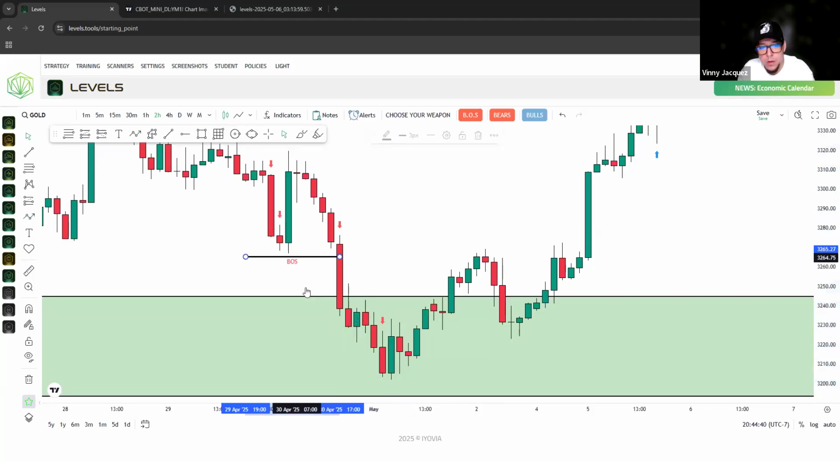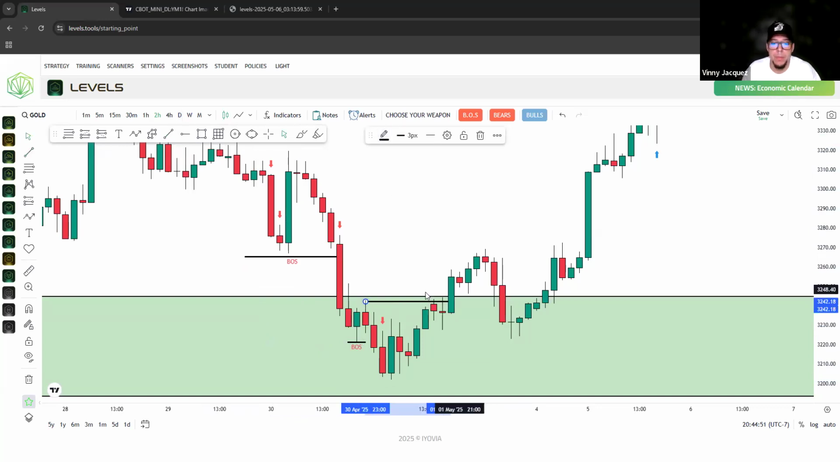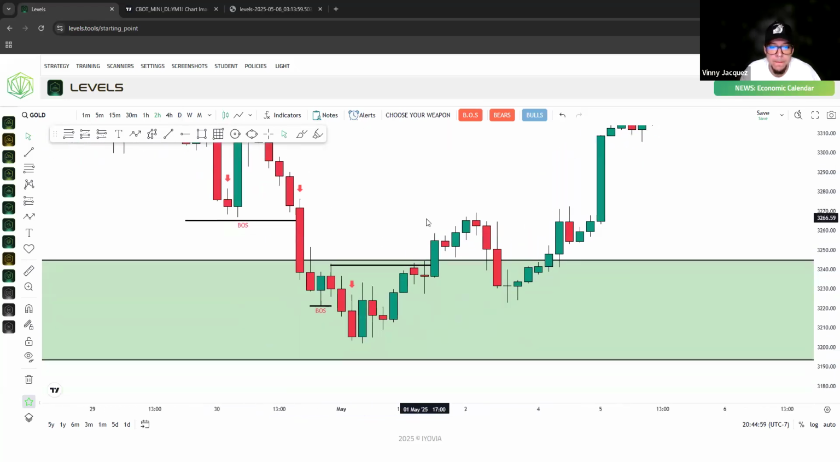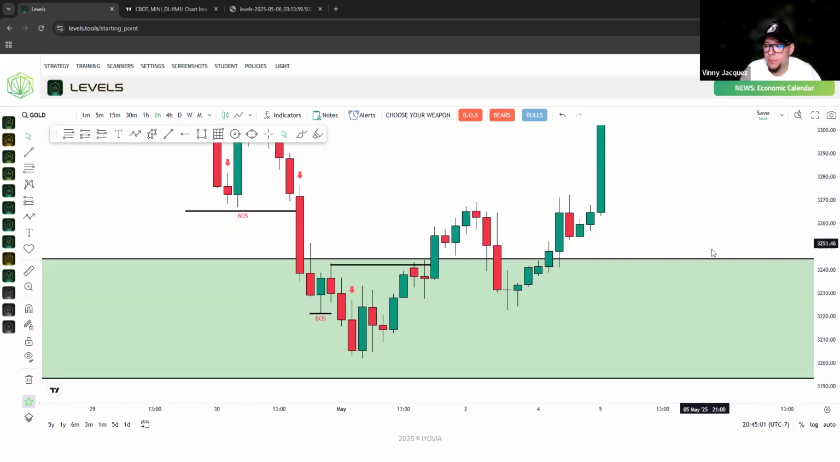So let's go ahead. We'll mark this up as a breakage structure because it is one. And my change of character line on the 2-hour time frame is right here. Do we have a change of direction? Yes. So look at this.